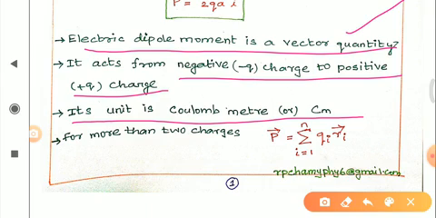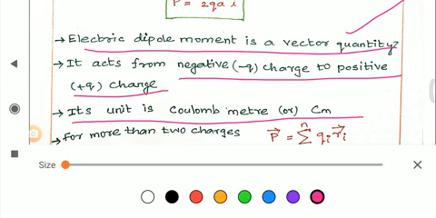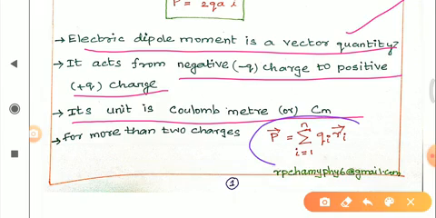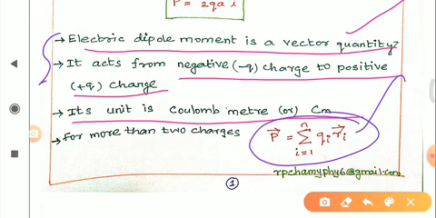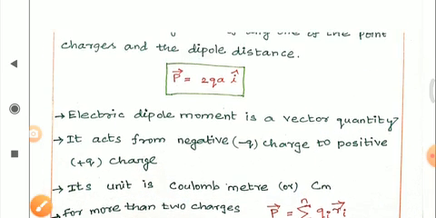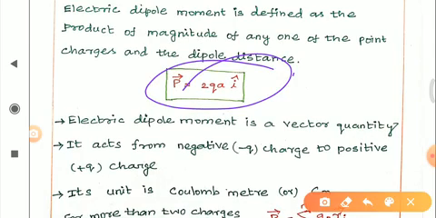Suppose more than one dipole is there, a system of point charges, then how can we calculate the electric dipole moment? For that case we have to use this formula: P vector is equal to the summation of i equal to 1 to n of qi into ri vector. These 3 points are very important in the 1 mark section, and this is another important 2 mark question.